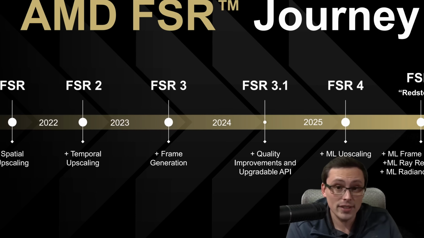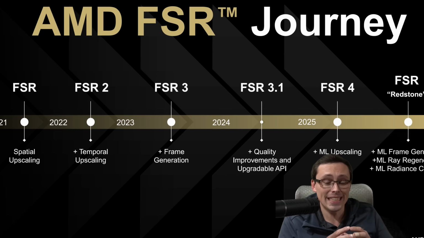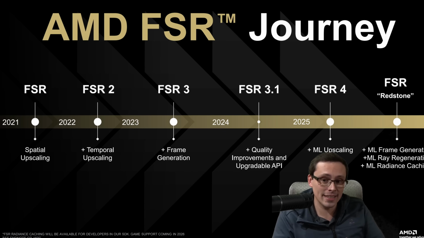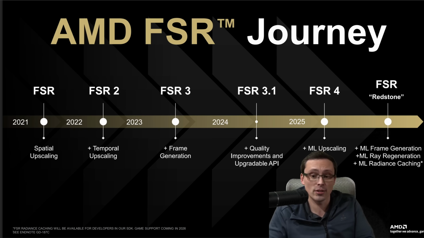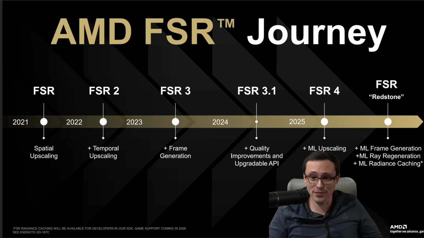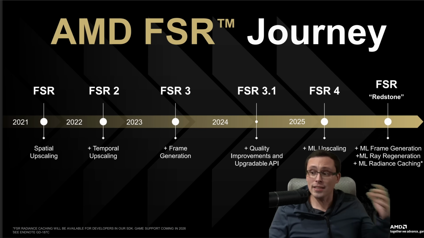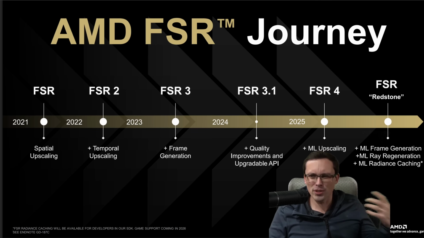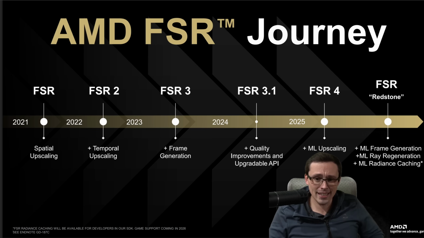AMD has killed FSR 4 today. It no longer exists. It is branded now as part of FSR Redstone, and it's just called FSR Upscaling (ML) for the machine learning-based version. FSR Redstone, which is sort of launching today, more on that in a second, also includes other features like machine learning-based frame generation, machine learning-based ray regeneration, and machine learning-based Radiance Caching.